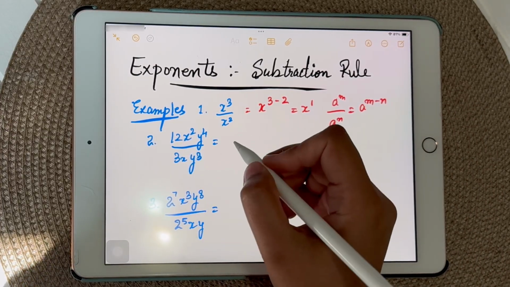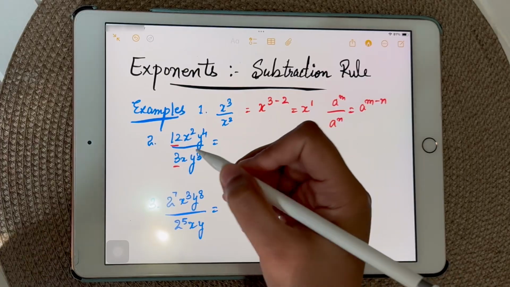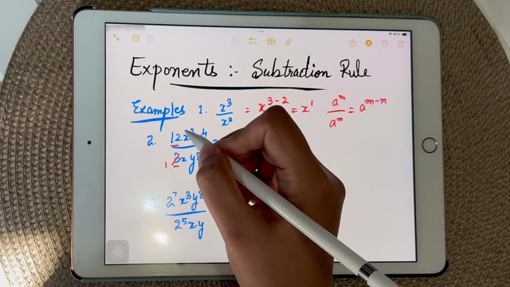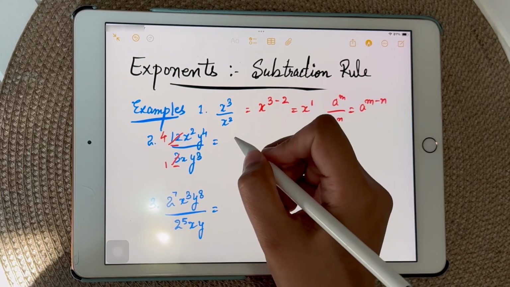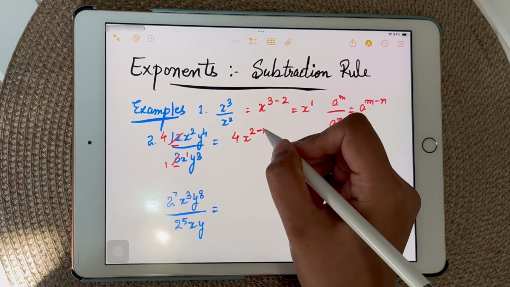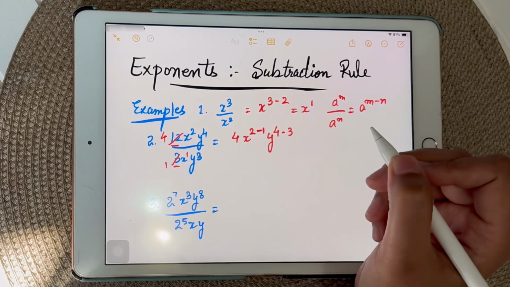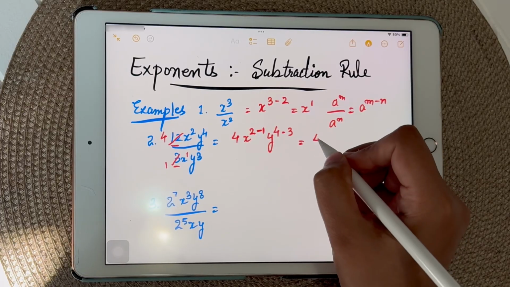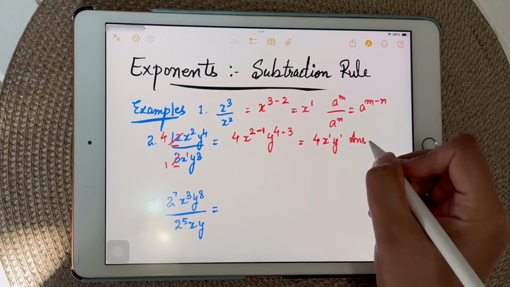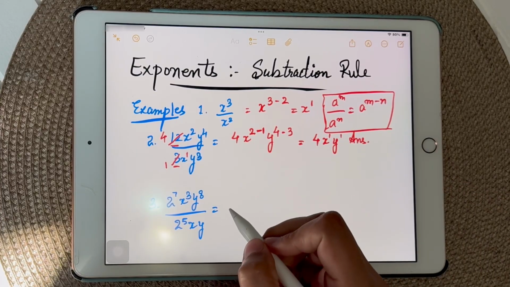Here we have two variables and one constant term. So firstly we will solve these: 3 ones 3, 3 fours 12. So we will get 4 x raised to power 2 minus 1, y raised to power 4 minus 1. Thus we will get 4 x raised to power 1, y raised to power 3. So this is our required answer. This is our formula. So now let's try the other one.